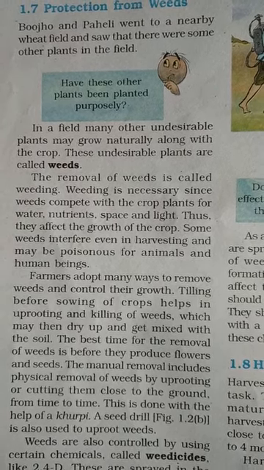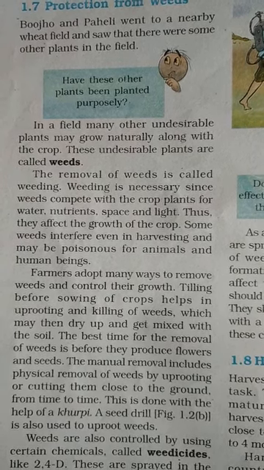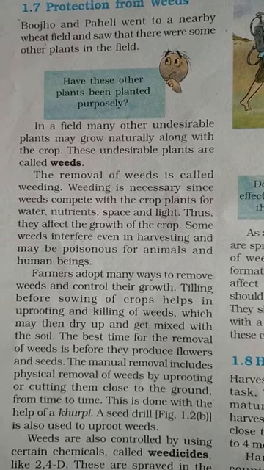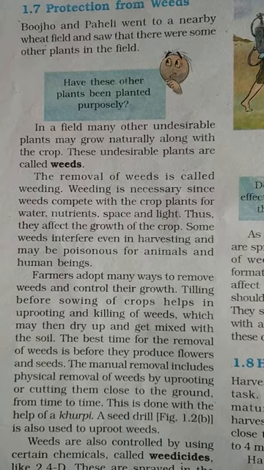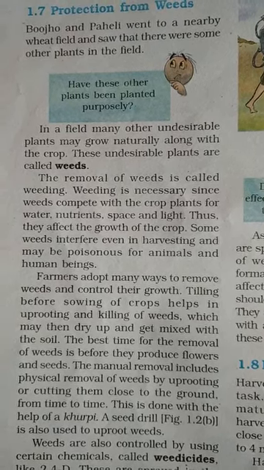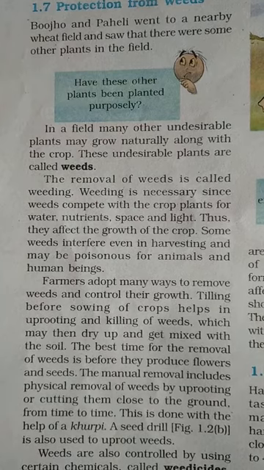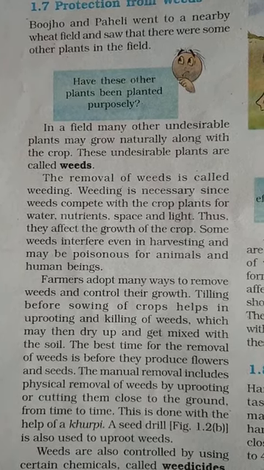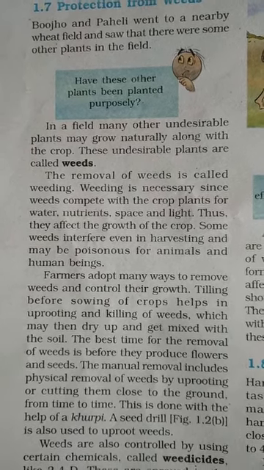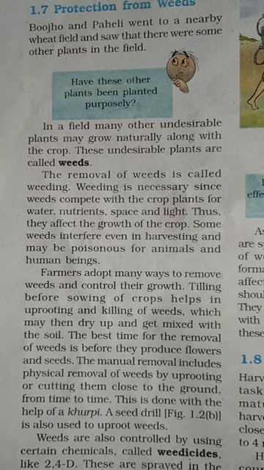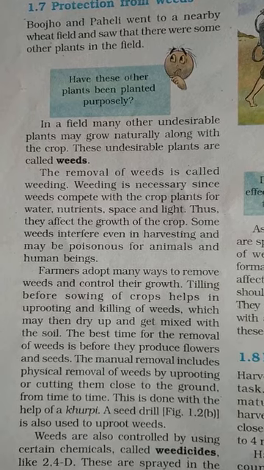They affect the growth of the crops. Some weeds interfere even in harvesting, and maybe they are going to become very poisonous for animals and human beings also. The poisonous plants which grow along with the crops will be very harmful for the animals as well as the human beings. So farmers adopt many ways to remove these unwanted plants and control their growth.